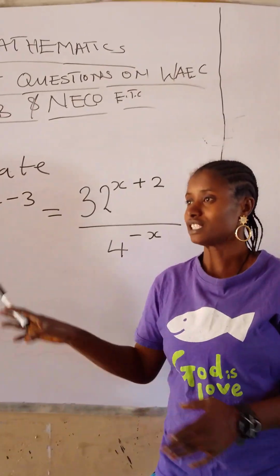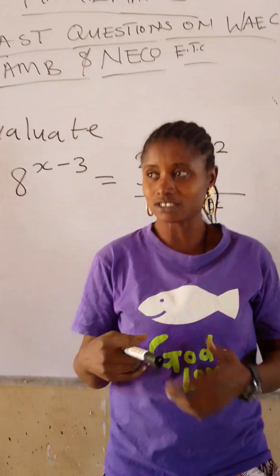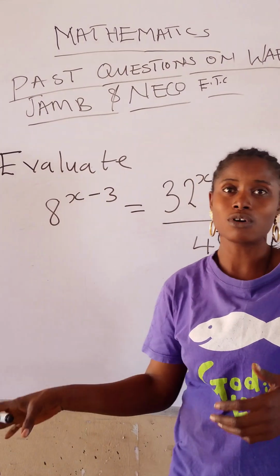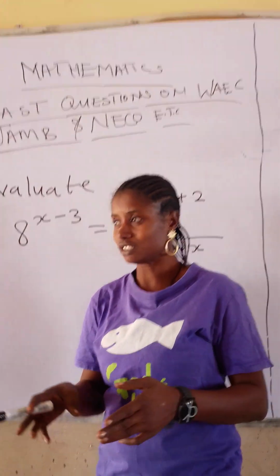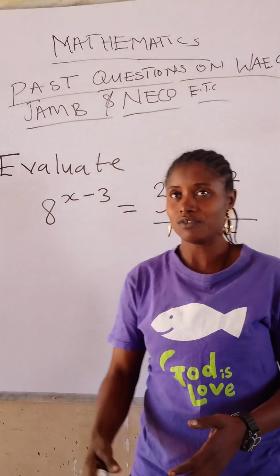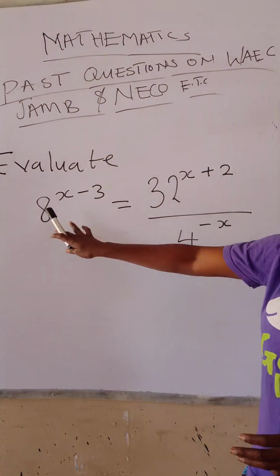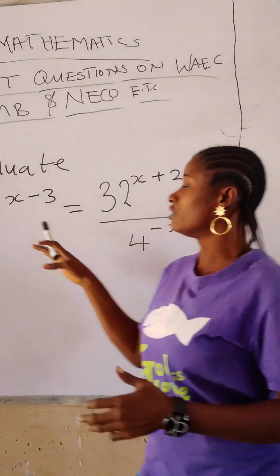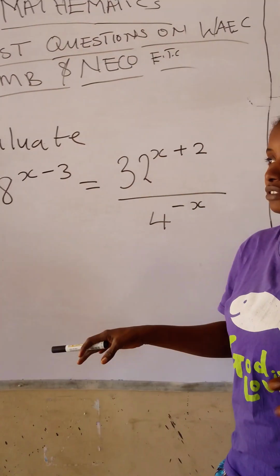First of all, if you see this type of equation, what comes to your mind? You reflect on the topic, because this is SS2 work. Indices, index, it means power. In this type of equation, you look at the 3 variables. We have 8, we have 32, and we have 4. You look for the number that will go into these three numbers given to you.